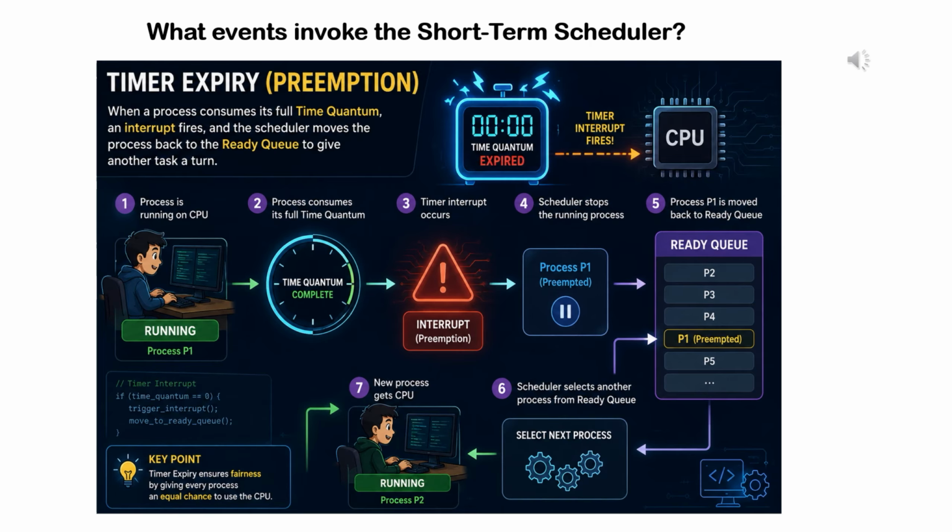Another important event is timer expiry. Many scheduling algorithms assign a fixed amount of CPU time to every process. This fixed interval is called the time quantum. When the time quantum expires, the operating system generates an interrupt. The currently running process is temporarily stopped and moved back to the ready queue. The scheduler then selects another process to execute. This mechanism ensures fairness because every process receives an equal opportunity to use the CPU. Round-robin scheduling is one of the most common algorithms that uses this approach.